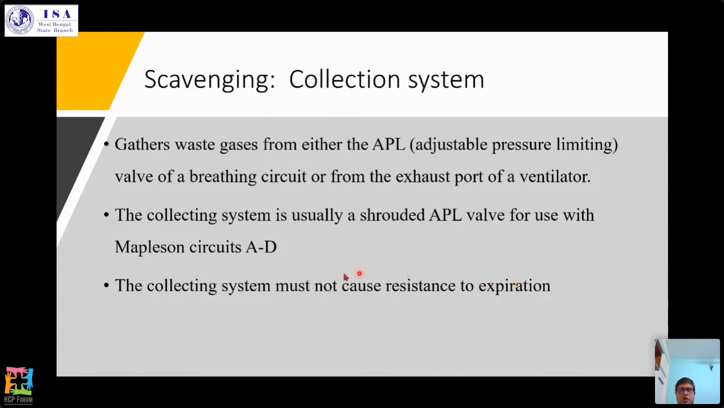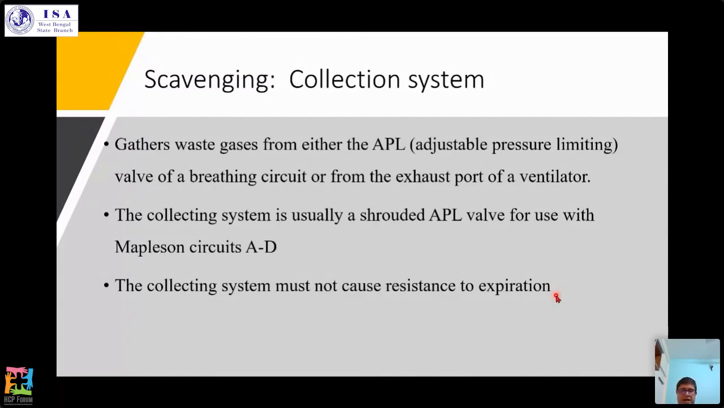This collecting system must not cause resistance to expiration. This point is very important. We're going to talk about this again going forward. One of the major risks of a scavenging system is adding to the expiratory resistance of the patient. So this must be avoided.